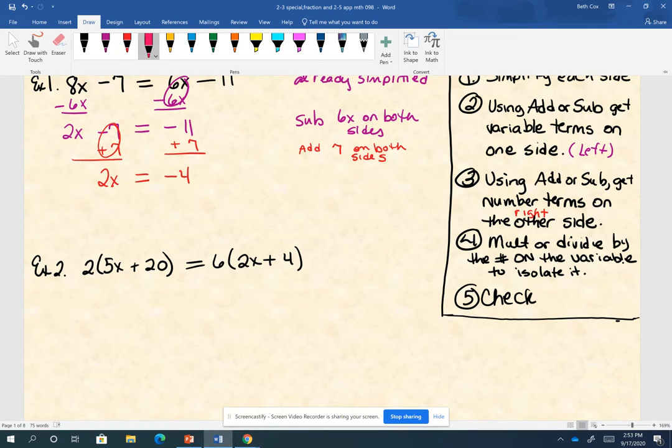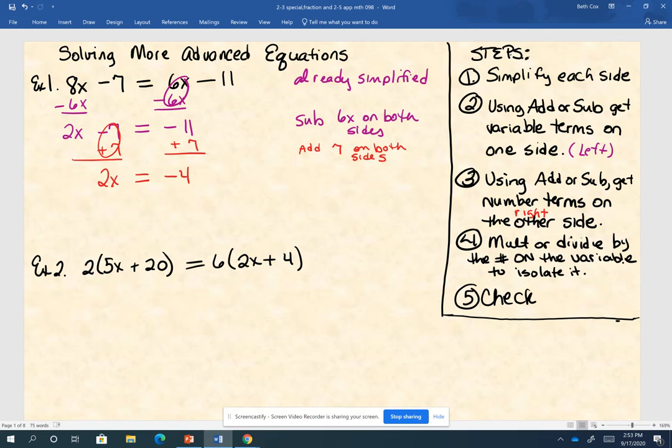All right, the last step says multiply or divide by the number on the variable. The number on my variable is a 2, so I'm going to divide by 2 on both sides. And that's going to give me a 1. A 1x is just x, and negative 4 divided by 2 is negative 2. And so there is my answer. Now, you could do right and left. You can change the sides. You can check it by putting it into the problem.